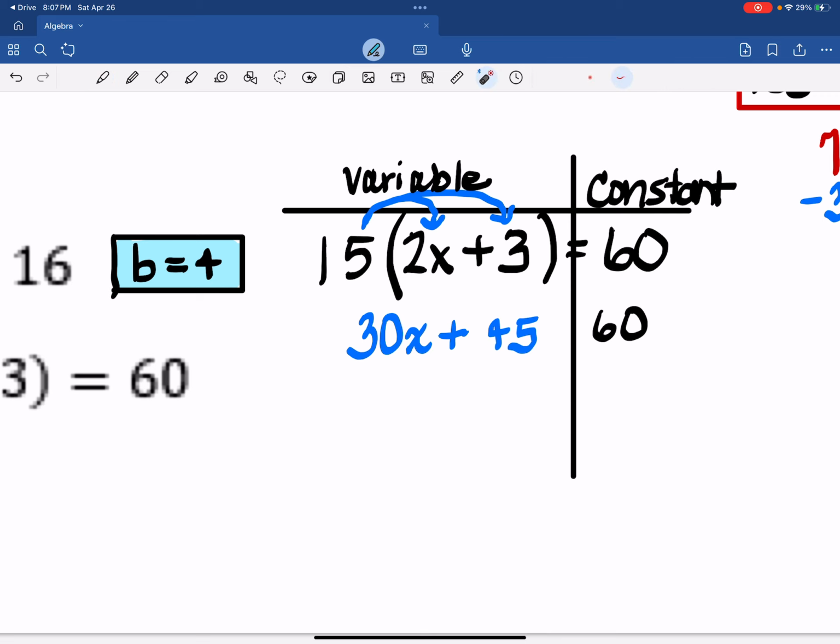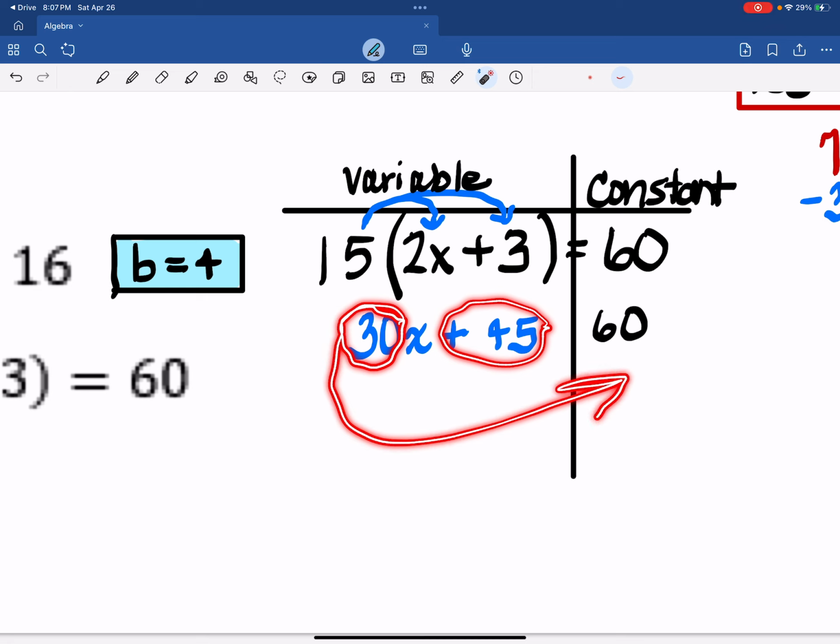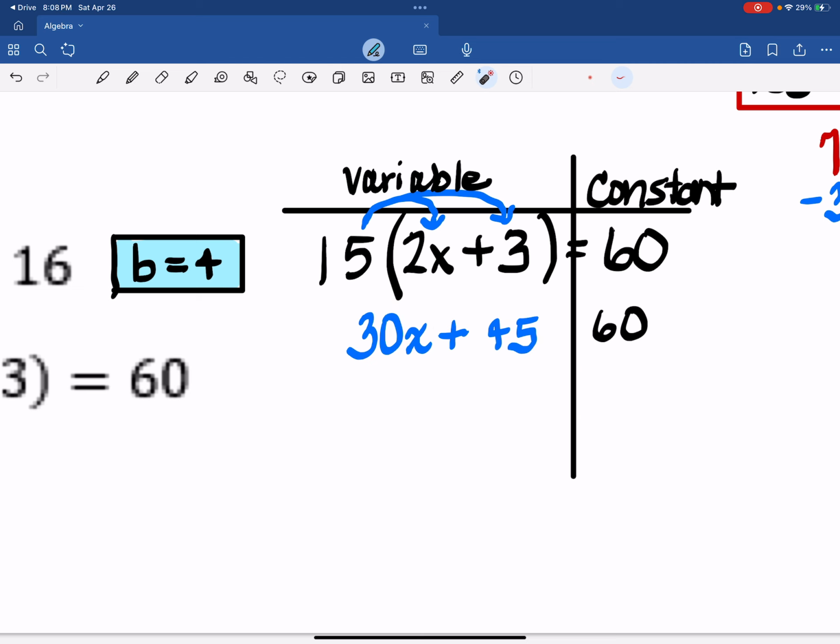And then I need to ask myself, if this is the variable side, who's playing on the wrong team? You have this term and that term. Both of those are going to need to go over here because they're constants. But we can only move one at a time, and I like to start with this one because I can subtract it off both sides, cancel this mess, and I'm left with 30x equals 15.